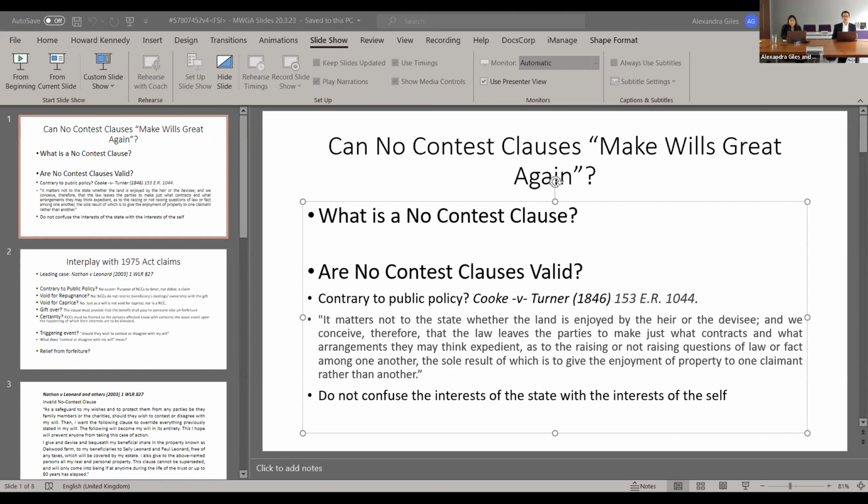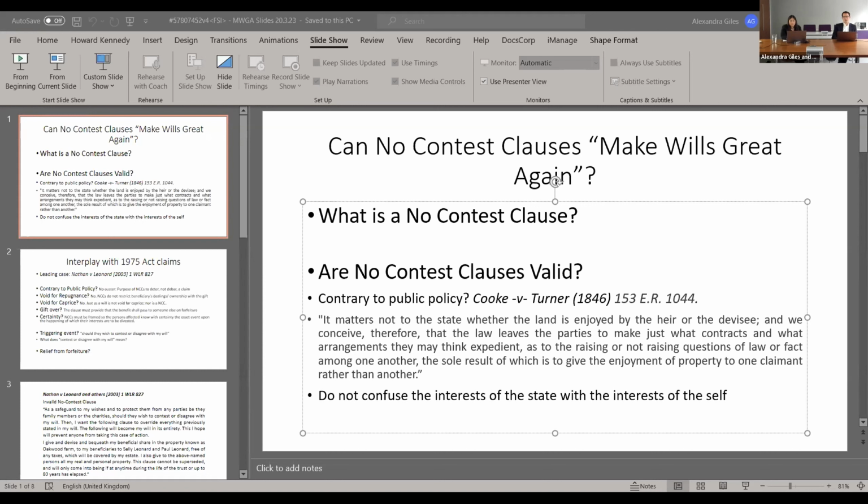Mrs. Friars argued that a condition which induces parties to abstain from contesting a will of a person who has been declared a lunatic and therefore insane is against the interests of the state and against the liberty of the law, and therefore must be void and contrary to public policy. The Privy Council did not agree with this view and indicated that Mrs. Friars was confusing the interests of the state with her own interests, and stated that it matters not to the state whether the land is enjoyed by the heir or the devisee.